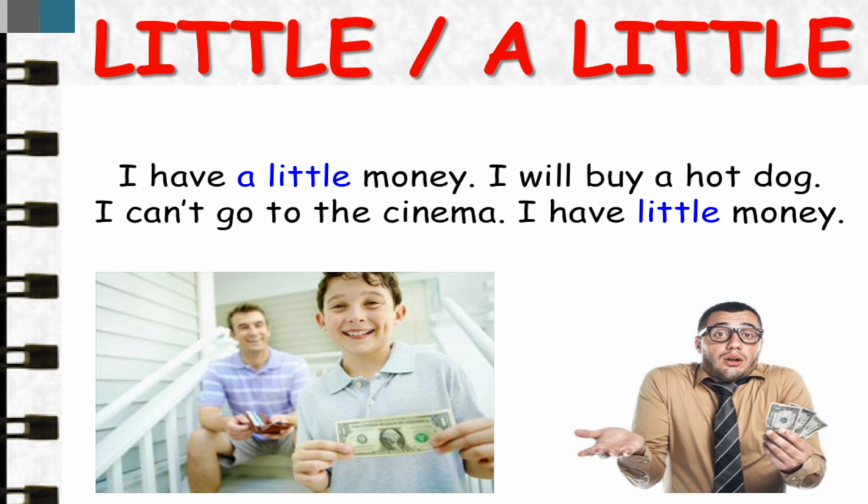Let's see some more examples. I have a little money. I will buy a hot dog. I can't go to the cinema. I have little money. From these examples, a little money represents a positive amount. I can buy something with it. Little money expresses a negative amount, meaning it's not much or not enough to buy something with it.